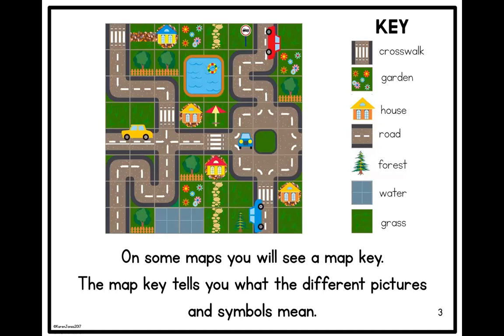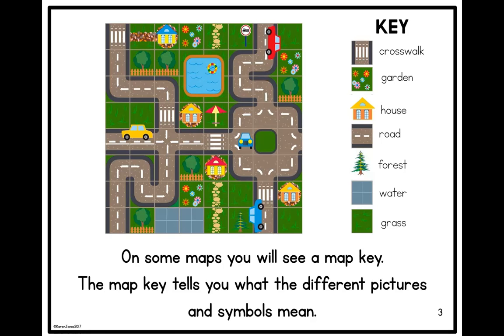On some maps, you will see a map key. The map key tells you what the different pictures and symbols mean. We made a map key when we mapped our classroom. So this, as you can see, has a symbol for a crosswalk, a garden, a house, a road, a forest, water, and grass.